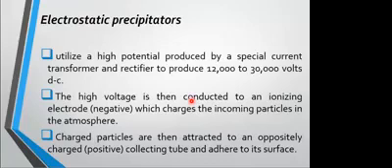So for electrostatic precipitators, it utilizes a high potential produced by a special current transformer and a rectifier to produce 12,000 to 30,000 volts DC. The high voltage is then conducted to an ionizing electrode, which charges the incoming particles in the atmosphere. And then the charged particles are attracted to an oppositely charged collecting tube and adhere to its surface.